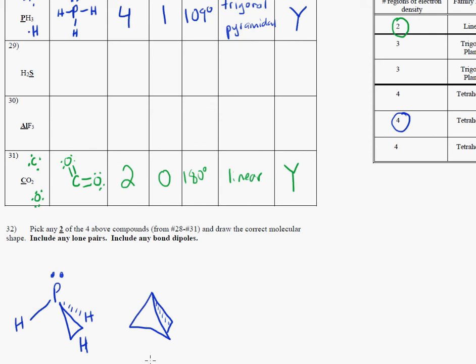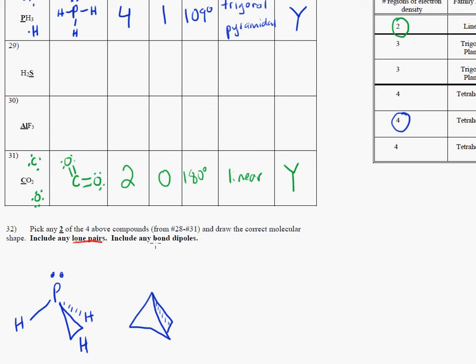Even though our Lewis structure makes it look flat, it's not really flat. This is the correct shape, the trigonal pyramidal shape. When you draw these shapes, you want to make sure that you include the lone pairs and you include any bond dipoles. People always forget this. Include lone pairs, include the bond dipoles.